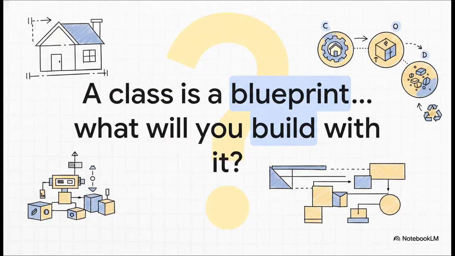So there you have it, the entire journey. A class acts as the blueprint, a constructor brings an object to life, and a destructor cleans everything up when it's all done. This whole life cycle is what allows us to build complex, reliable software. So, the only question left is, what amazing things are you going to build with it?